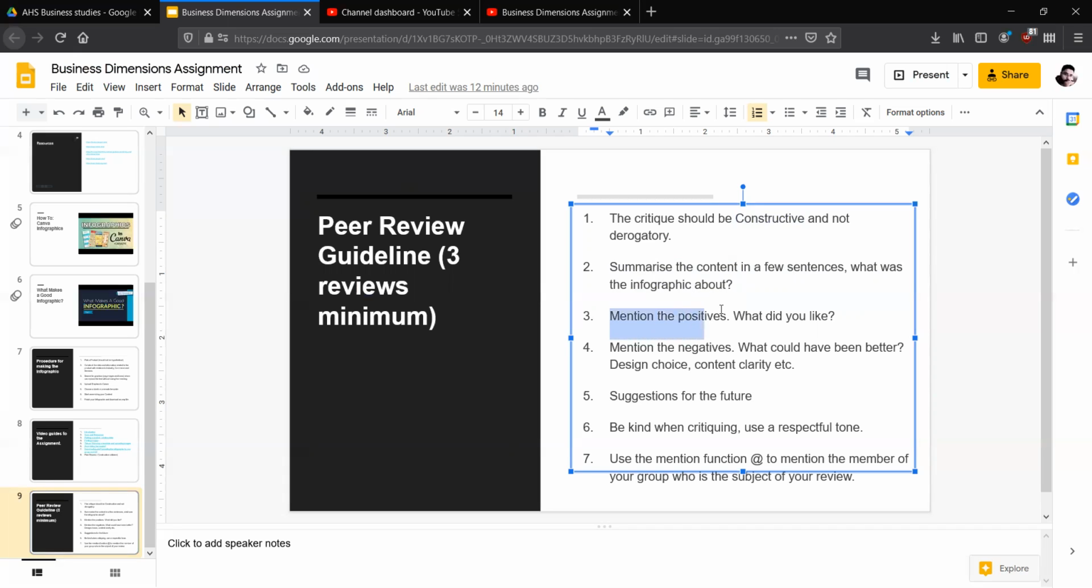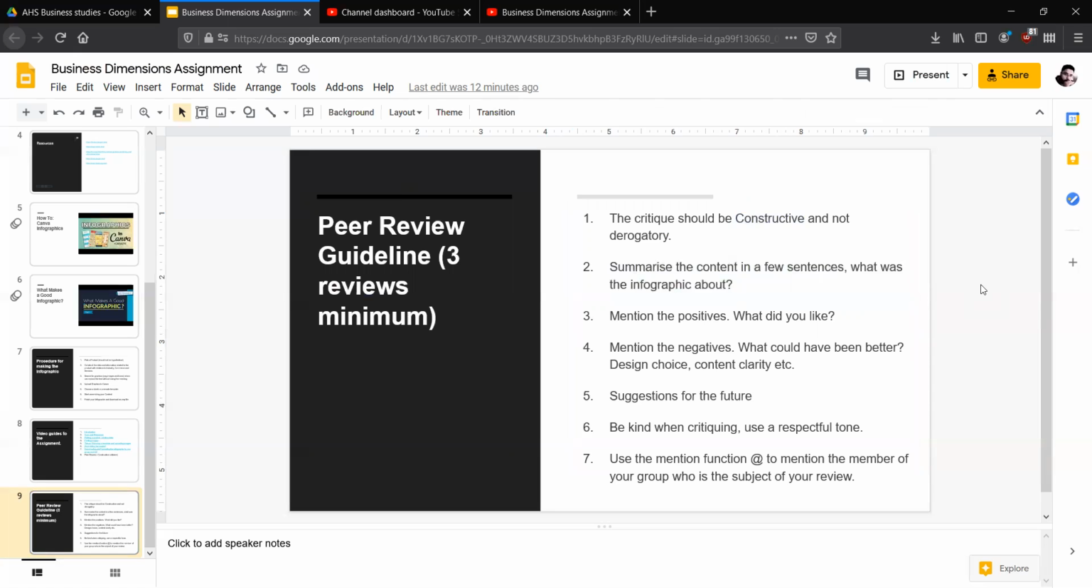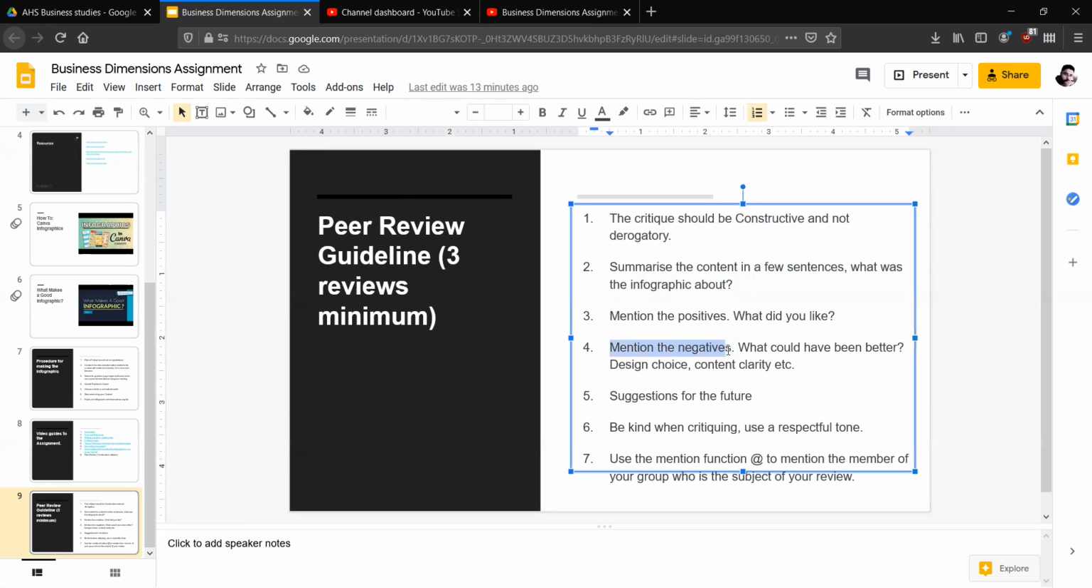For that, mention the positives. What did you like about the project? What did you like about the infographic? Could be the color choice, could be the design, so amazing design, could be the way the infographic was made, so very engaging, could be the content clarity, so it's very easy to understand, it's very clear to read, the colors are good, the contrast is good. Okay, so what is good about the infographic? What did you like?